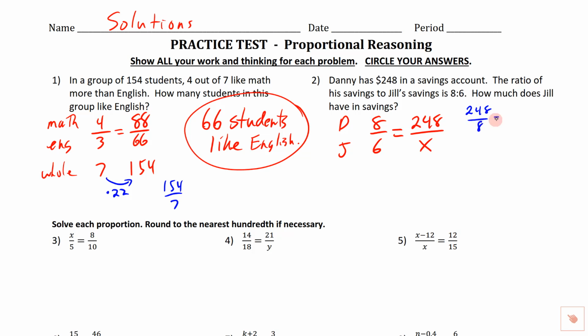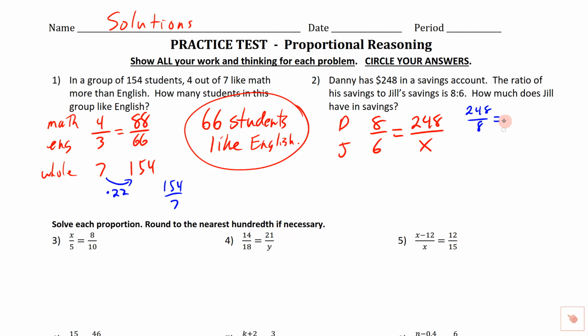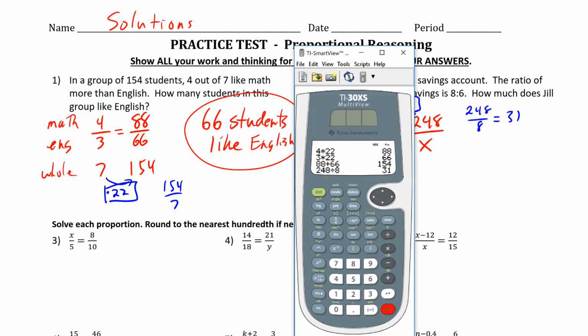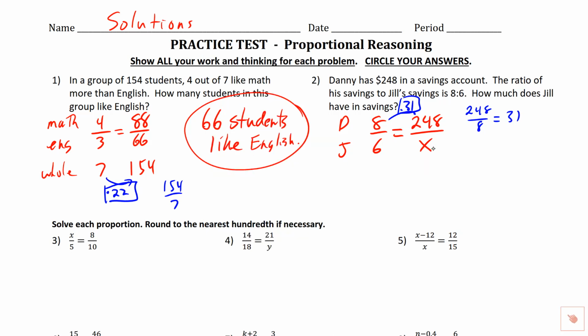So we end up with, let's see what we've got here, 248 divided by 8. And we've got 31. So there's our scale factor. I could have put a box around that right there, and times by 31 here, we'll put a box around that. So if we multiply by 31, this is going to be 6 times 31, and we end up with 186. So I'm going to go ahead and put that number as 186. So she must have $186 in her account.